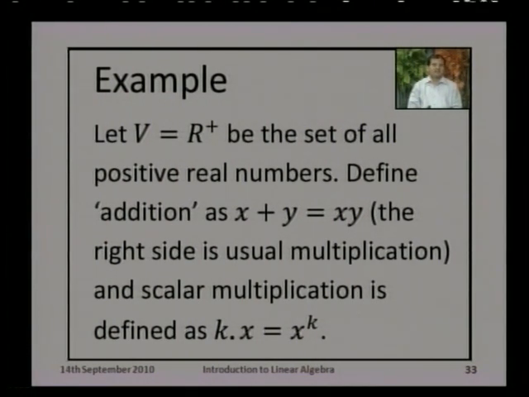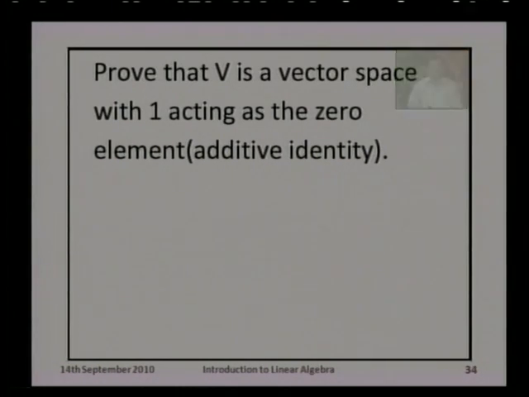You can see that if x is a positive real number, then 1 by x is also a positive real number. Therefore 1 by x belongs to R plus. And similarly other properties you can verify. So that means you can prove that V is a vector space, and here 1 acts as the 0 element or the additive identity.